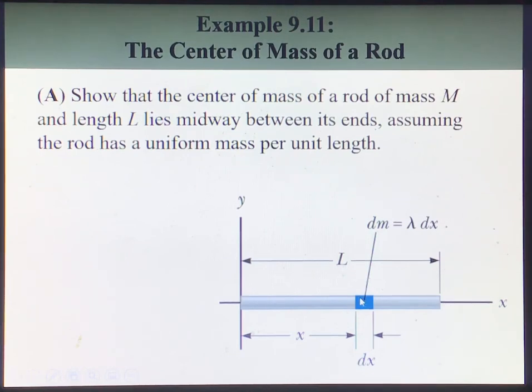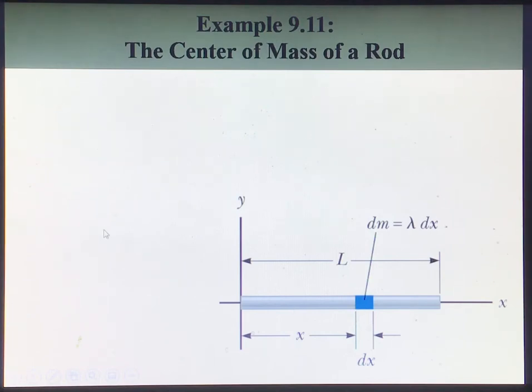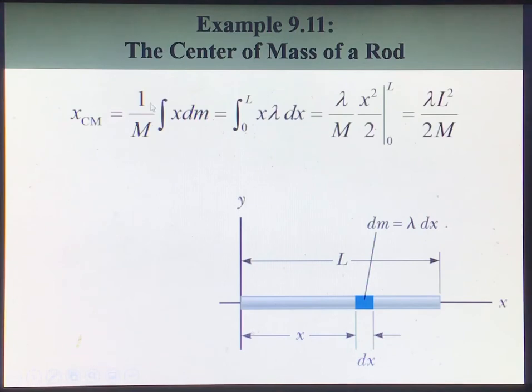So when we set up this problem here, let dm be equal to lambda times dx. So again, lambda is just the mass per unit length that I have in my system, and the distance from this point to this point is x, and let the distance from here to here be dx. So it means that I can write my x center of mass as 1 over m, the integral of x dm, but I know that my dm is given by lambda times dx.